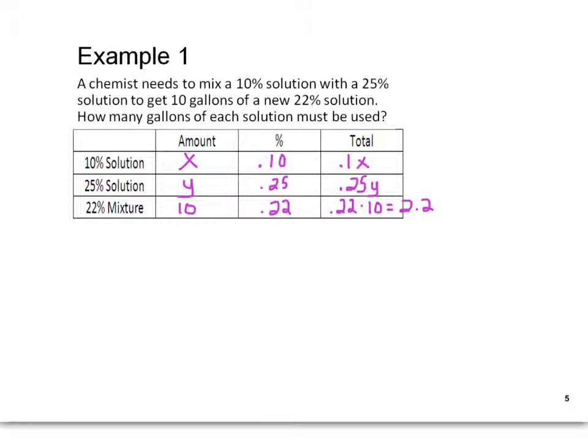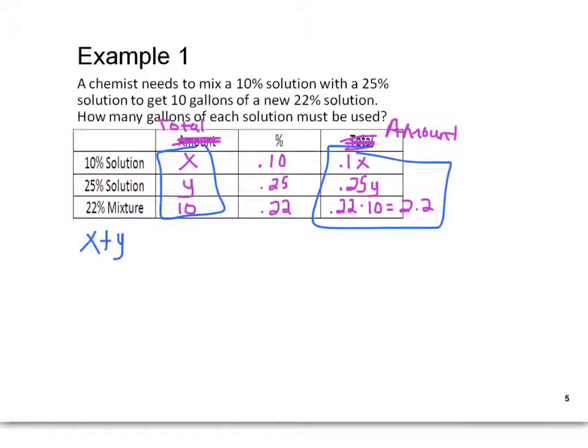So the way I set this up, the better headings here would be, I think this would be switched, I guess, total and then amount. So I kind of switched those ideas around, and you could have just put them in different order in your table. But if you can come up with this, here is one of our equations, here's the other one. So x plus y equals 10, and then 0.1x plus 0.25y equals, we don't want to put the 0.22 times 10, we want to put 2.2.